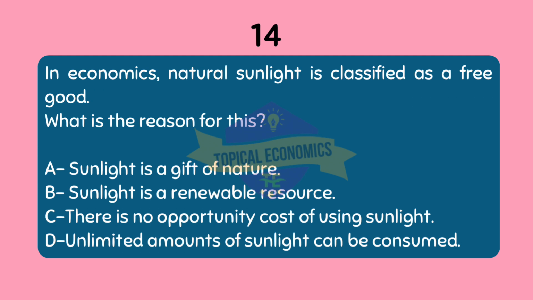Option A, sunlight is a gift of nature, is a true statement but does not specifically explain why it is considered a free good in economic terms. Option B, sunlight is a renewable resource, is accurate, as sunlight can be replenished, but this alone does not define it as a free good. And Option D, unlimited amounts of sunlight can be consumed, is misleading. While sunlight is abundant, there are limits based on location and time of day, but the key reason it is considered a free good is the absence of opportunity cost.